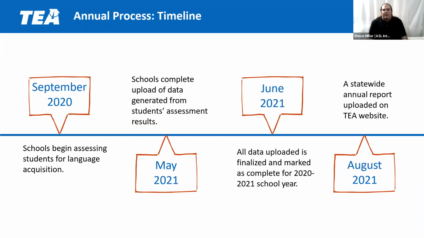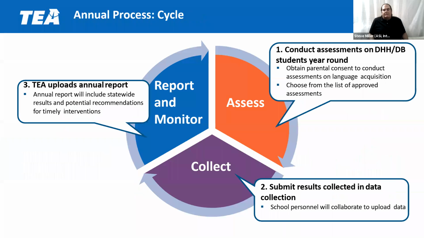The report itself will discuss general state findings with the progress of deaf or hard of hearing or deafblind children and their language acquisition, as well as allowing for annual monitoring of the data. The progress monitoring will help us to create an action plan if needed to minimize the gaps in the language acquisition. Next slide, please.